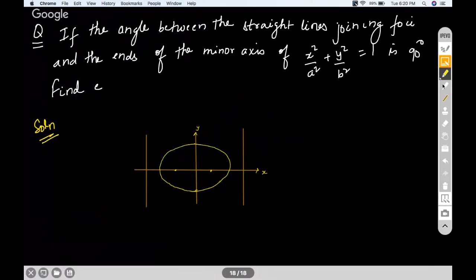So basically this is the situation when you join the foci to the ends of the minor axis, let's say like this. This is going to be 90 degree. Then find E.